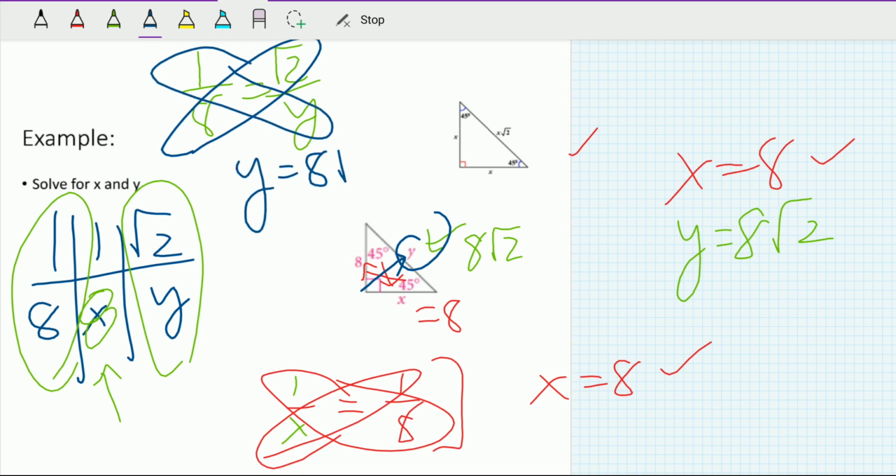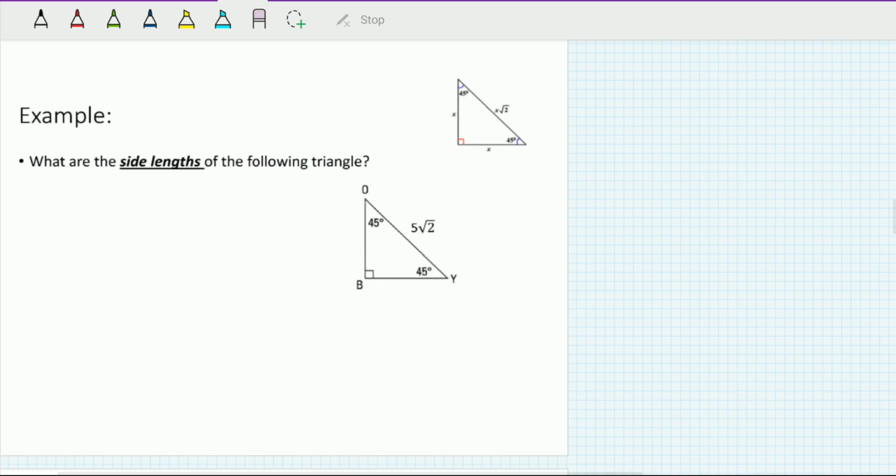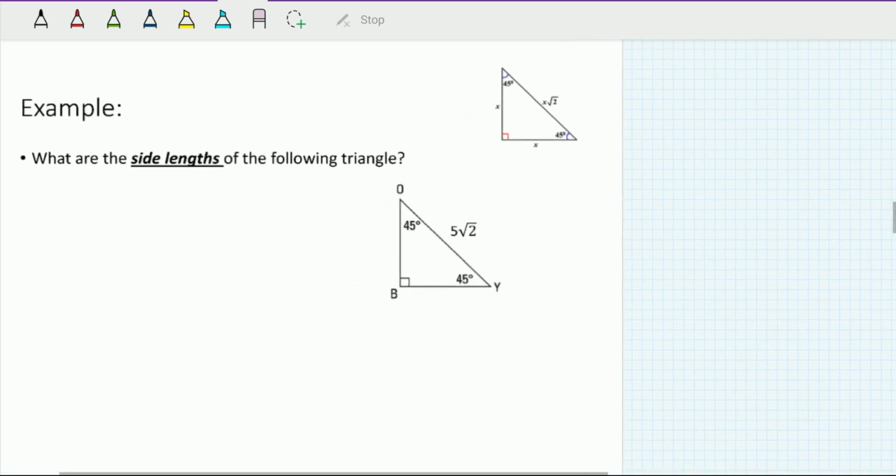8 times square root 2. Since both of them are different, the 8 is just an integer and the square root 2 is a square root, you can't just multiply them together. And then we get the same answer. So like I said, the table is maybe overkill for that example, but you'll get into the habit of doing them fairly quickly.